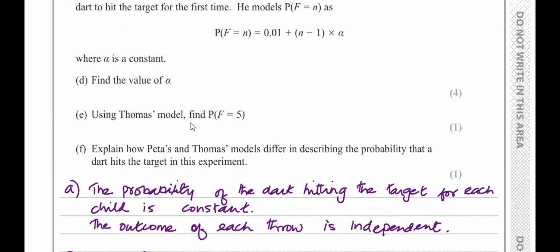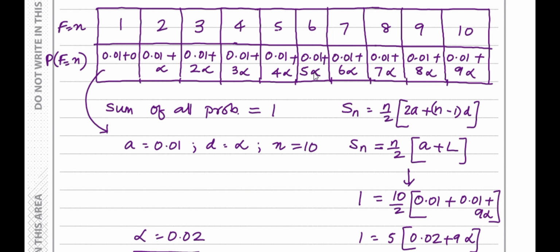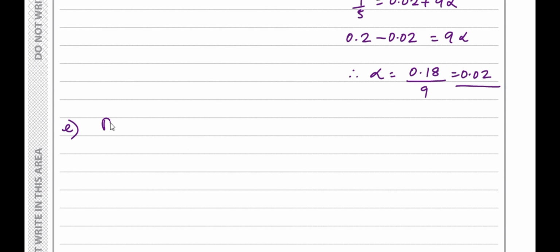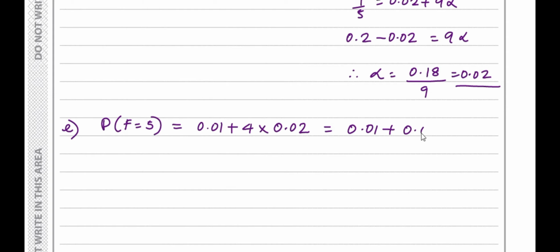Part E. Using Thomas' model, find the probability of F being equal to 5. The probability of F being equal to 5 is 0.01 plus 4 times the alpha value, 0.02, which is equal to 0.01 plus 0.08, equal to 0.09.